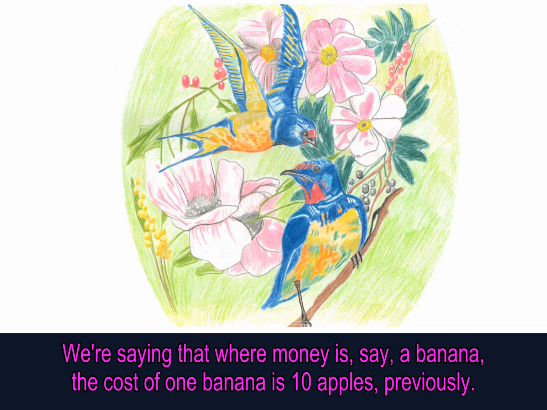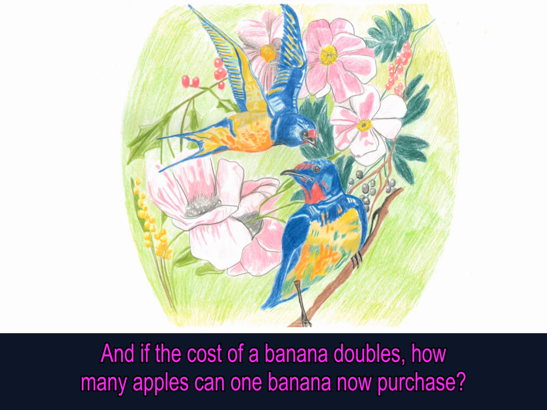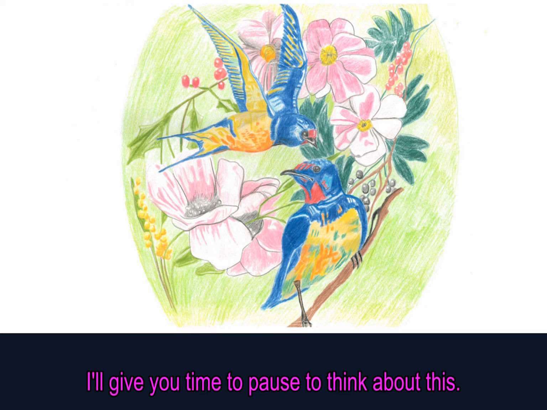We're saying that where money is, say, a banana, the cost of one banana is 10 apples previously, and if the cost of a banana doubles, how many apples can one banana now purchase? I'll give you time to pause to think about this.